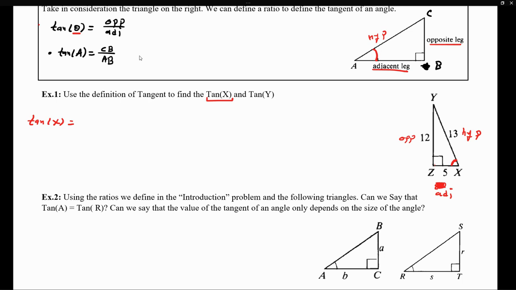Now that we have properly labeled our triangle, let's plug in to find the tangent of x. Recall that the tangent of any angle is the opposite over the adjacent. In relation to x, what is my opposite? My opposite has a value of 12. And my adjacent has a value of 5. So therefore, the tangent of x is just 12 over 5.